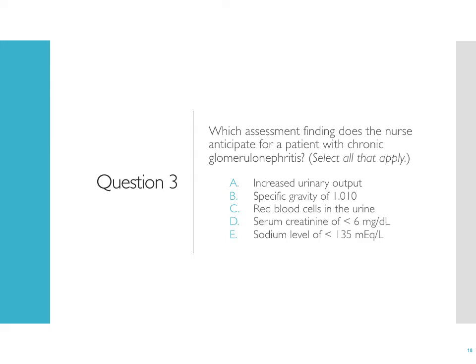Serum creatinine of less than 6. Normally with glomerulonephritis, they would also have decreased serum creatinine. And so that would also be correct, because they would have a decreased serum creatinine of less than 6 milligrams per deciliter. And a sodium level of less than 135. We would actually expect for them to have a sodium level of more than 135. So that would not be correct. So B, C, and D would be the correct answers on this one.